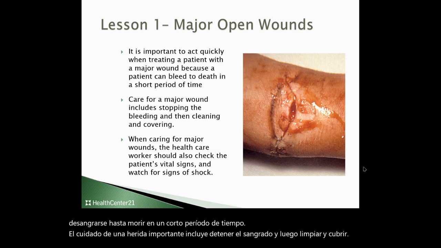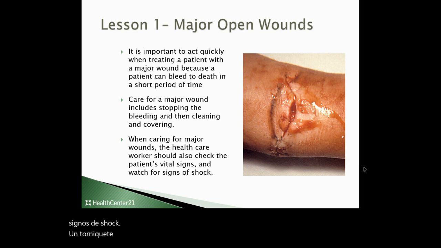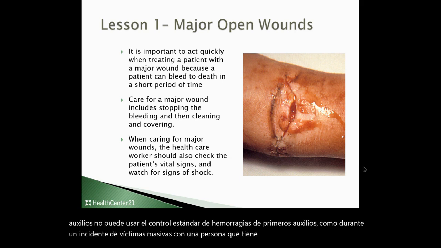However, because a major open wound causes a lot of bleeding and pain, the healthcare worker should also check the patient's vital signs and watch for signs of shock. A tourniquet may be considered for initial care when a first aid provider is unable to use standard first aid hemorrhage control, such as during a mass casualty incident with a person who has multi-system trauma in an unsafe environment or with a wound that cannot be accessed.